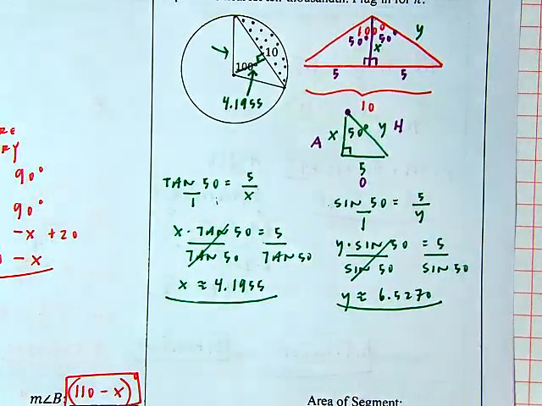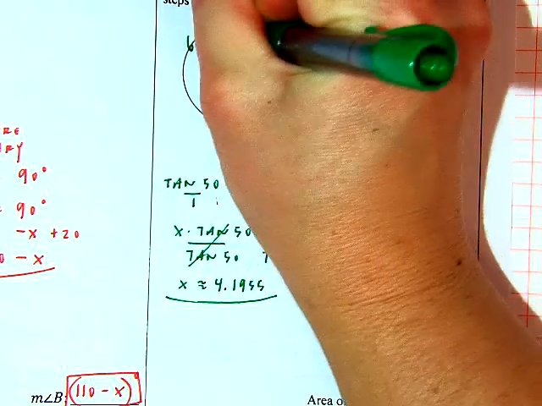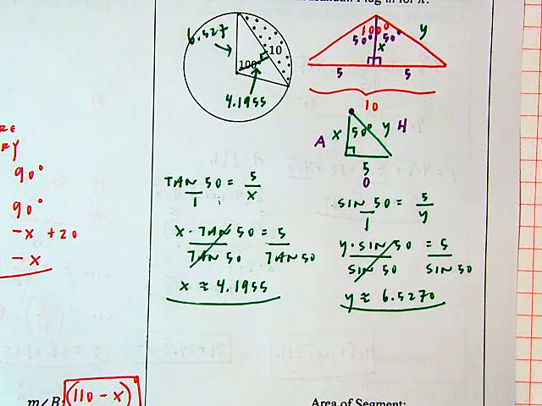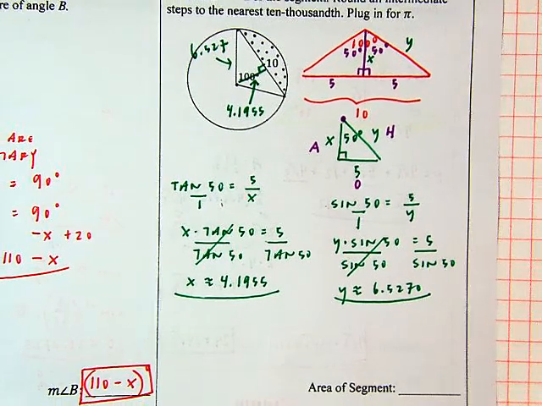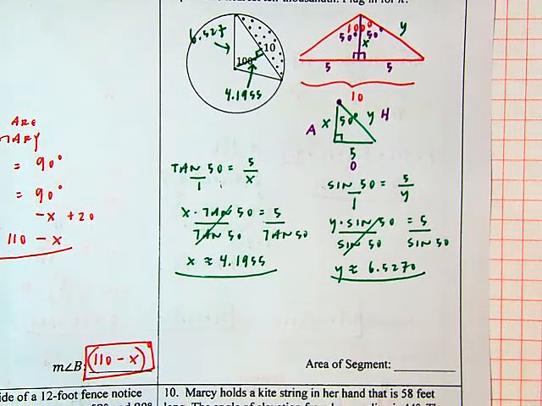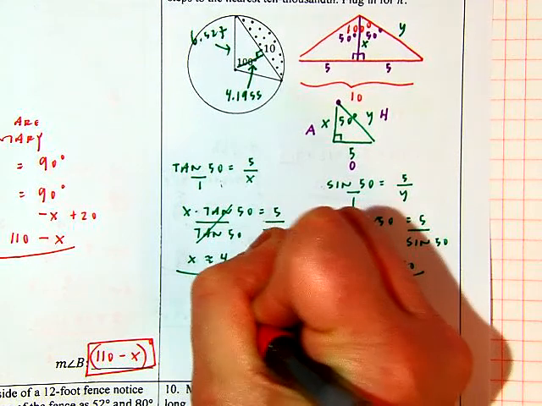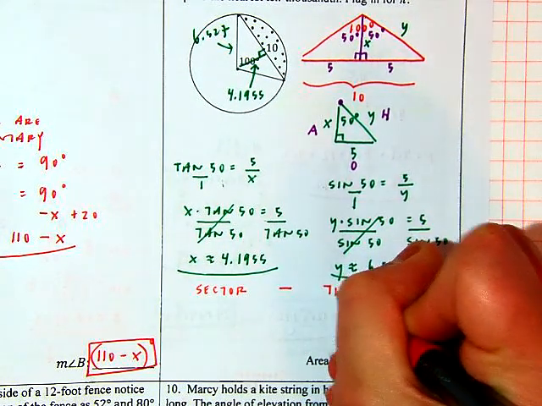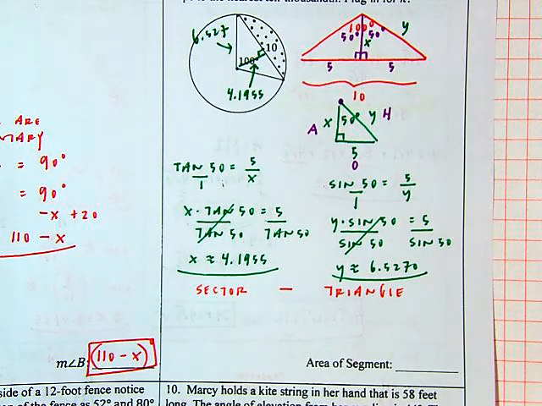So let me add it to my picture. That's 6.527. Okay, so I'm recording all of my intermediate steps to the nearest 10,000th, right? 4 decimal spots. So now I have to keep going. Let me zoom out a little bit so I can see the whole picture. All right, so I know that I'm going to get the sector, and then I'm going to take out the triangle. So my segment is always sector minus the triangle.